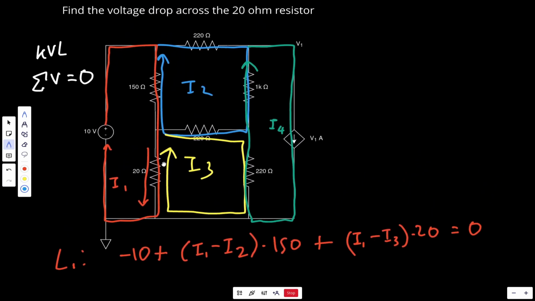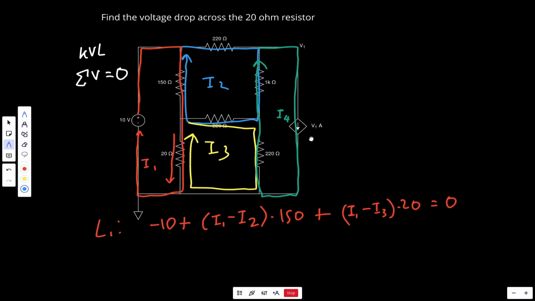L2 is going to be similar to L1, except for one small difference. You see, L1 and L2 have opposite directions, as I've assumed earlier. So let's talk about this one. This time we're looking at it through the lens of I2. So we're saying that anything that is up is positive and anything that is down is negative. So I2 wants to go up, but I1 wants to go down. So it's I2 minus I1 multiplied by 150. Then we're going to add on the next term, which is just I2 multiplied by 220. And you see there's no opposing current here. It's kind of just monopolizing 220 alone. So therefore it's going to be I2 multiplied by 220.